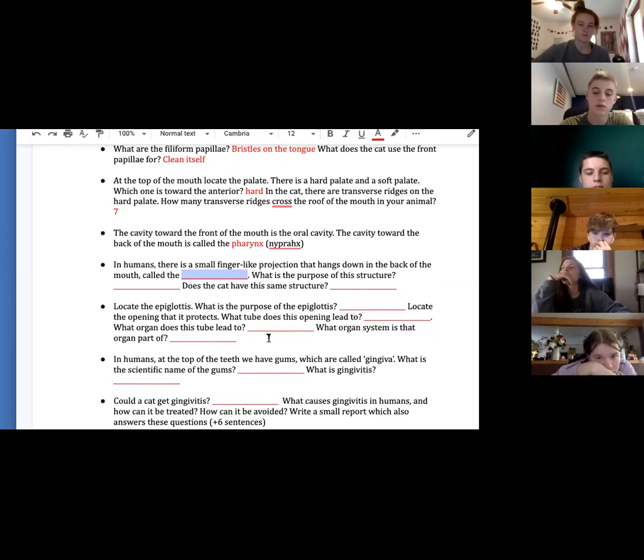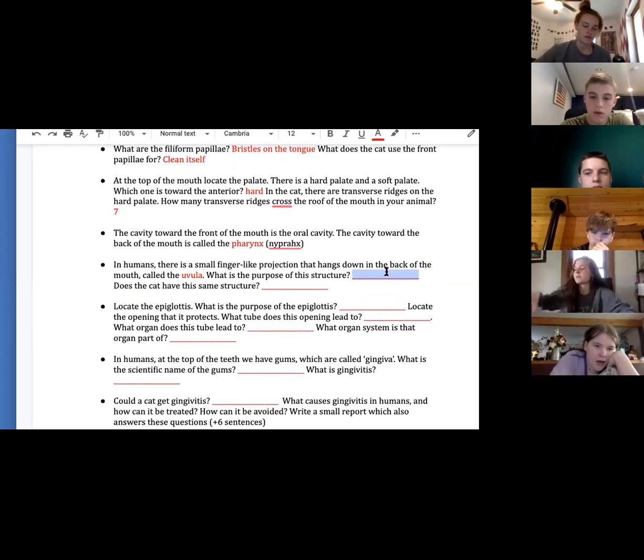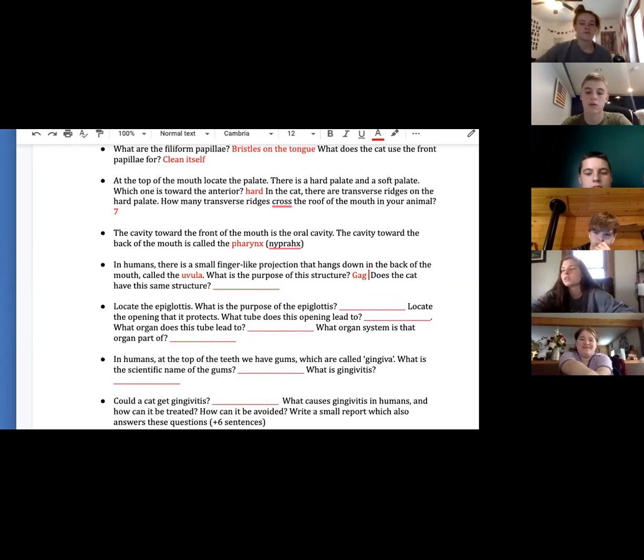All right, in humans, there's a small finger-like projection that hangs down called the uvula. What's the purpose of the uvula? What's that little tissue there for? It gives you a gag reflex. Okay, gag reflex, to stop food getting into the nasal cavity. Yes.